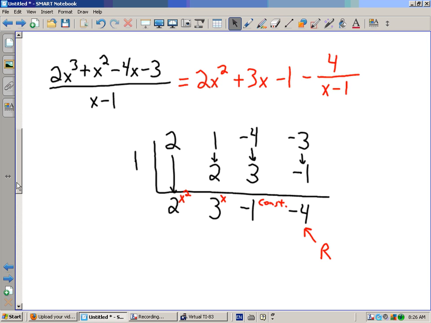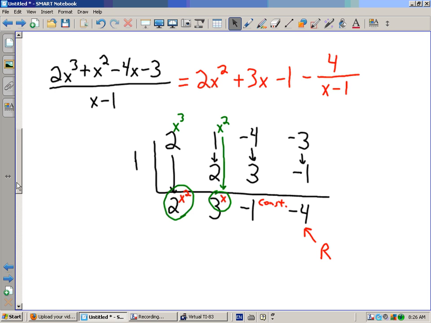So again, this coefficient 2 was for an x cubed. You lose 1 power, and now it is for an x squared. This coefficient 1 was for an x squared. You lose a power, and it's now for an x. And so you wind up with 4 terms up at the top, which are all coefficients, 4 terms down at the bottom, 3 of which are coefficients, and the last one is a remainder.